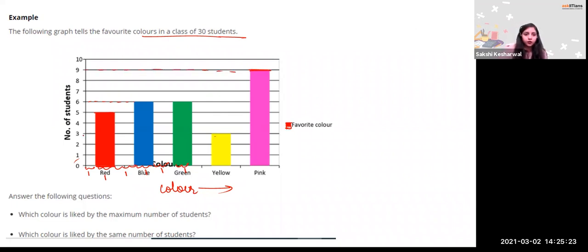Yellow is being liked by how many students? It's liked by 3 students, right? Now, green is liked by how many students? 6 students. And blue is also liked by how many students? 6 students, right? So this is how it is done. So we represented the colors. We say that this is the horizontal line and this is the vertical line. So this graph is said to be what, beta? Vertical bar graph. Now over here, the bars are vertical. The bars are what, beta? Vertical. So this is a vertical bar graph, right?